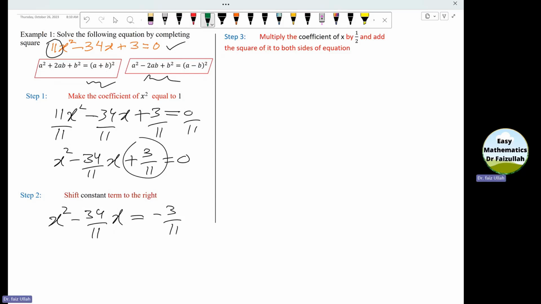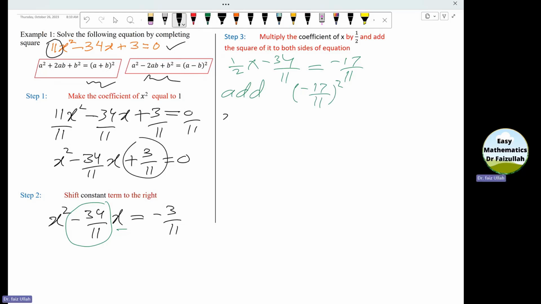Now, in the next step, we shall multiply the coefficient of x with 1 over 2. So let us do it. 1 over 2 into minus 34 divided by 11. And if we simplify, we have minus 17 divided by 11. So now we add the square of that thing, minus 17 divided by 11 whole square, on both sides of the equation. So let us do it.